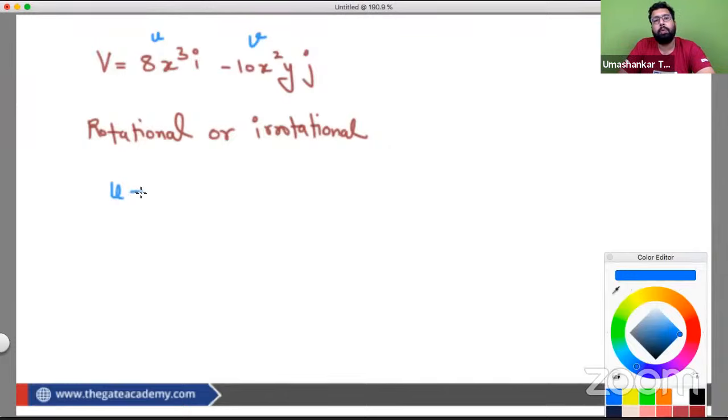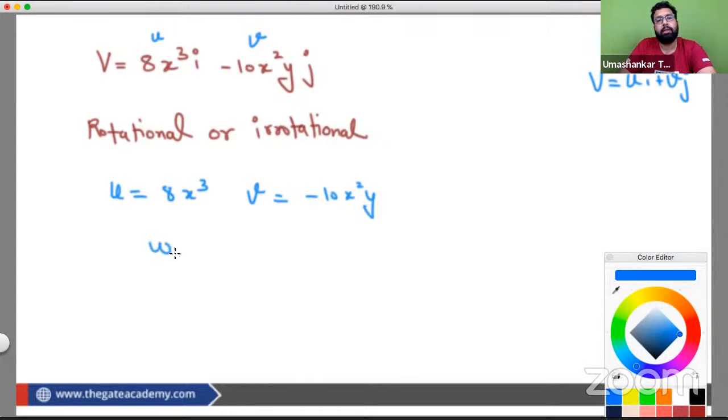So what is this U? U is 8x cubed. V is minus 10x square y. Just don't let go of this minus sign. We have to compare with Ui plus Vj. While we are comparing with this, beta, care must be taken that you do not ignore this minus sign. Okay, beta?